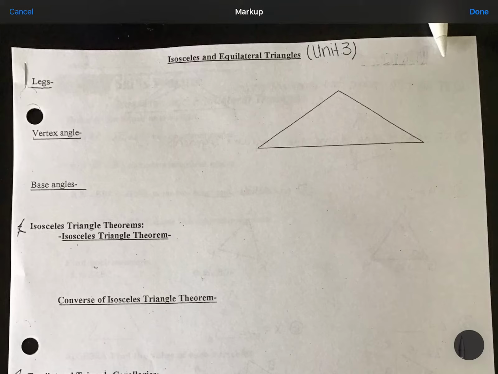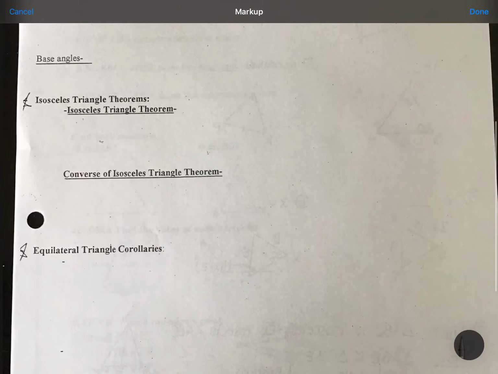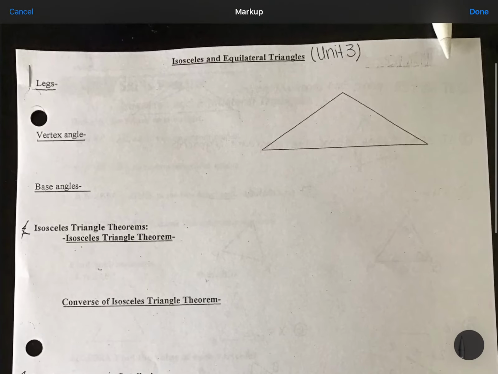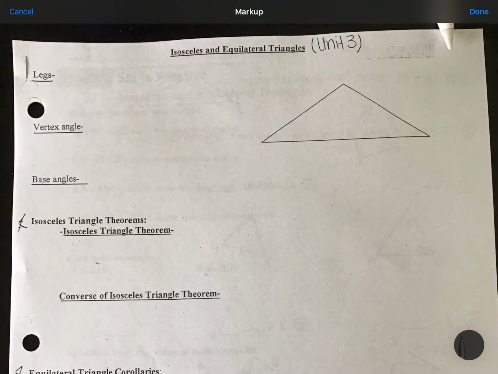Okay, today we're going to look at isosceles and equilateral triangles. We're going to talk about legs, vertex angle, base angles, the isosceles triangle theorem, the converse of the isosceles triangle theorem, and then some equilateral triangle corollaries. We should all know what an isosceles triangle is. It is a triangle that has two congruent sides. So if I have triangle ABC, then I could say that side AB and side AC are congruent.